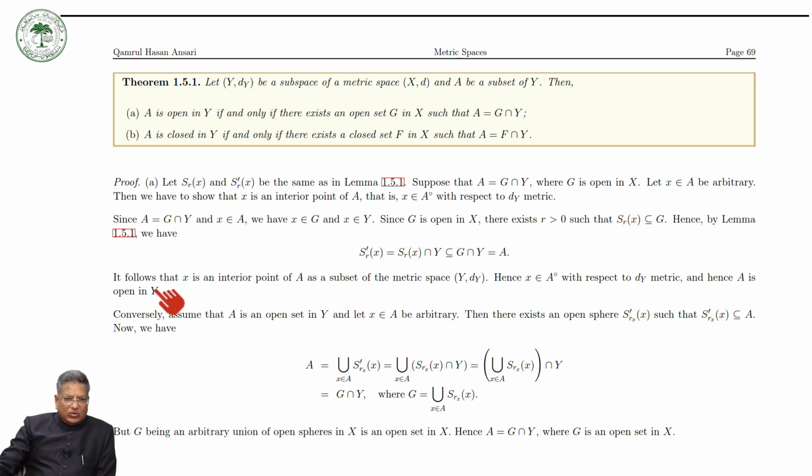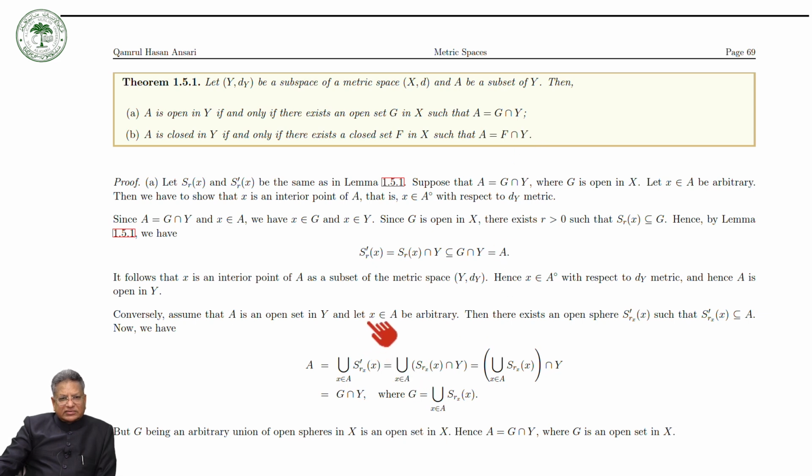Okay, now we can prove the converse part. To prove the converse part, let us assume that A is open in Y. Then we will have to prove that there exists an open set G such that A is equal to G intersection Y. So how can we do that?